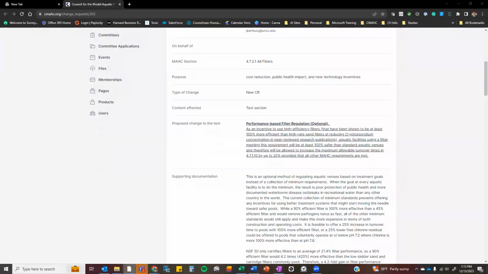Yeah, because these need to be used in conjunction with coagulants, correct? Right. And at lower flow rates. So it kind of is a little bit different than what's already prescribed in the MAC. Right. Right.